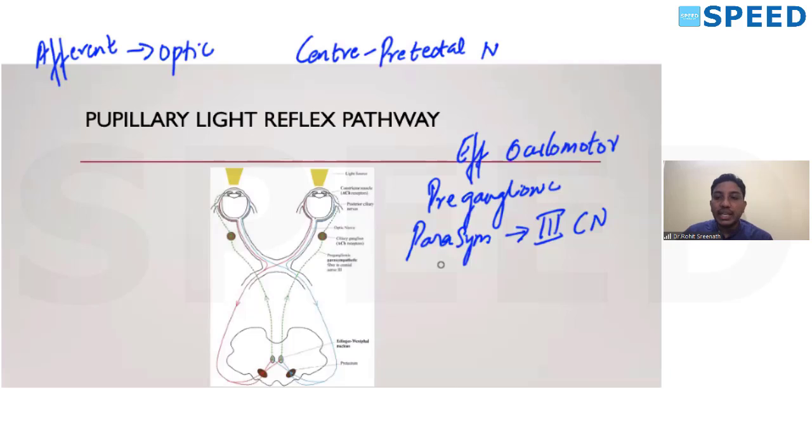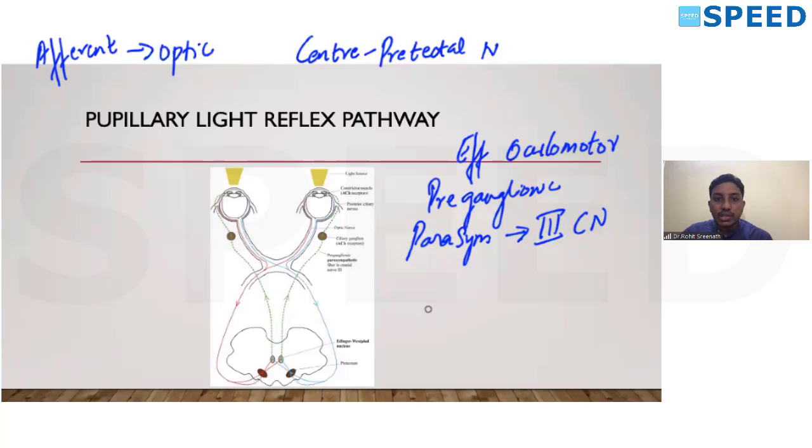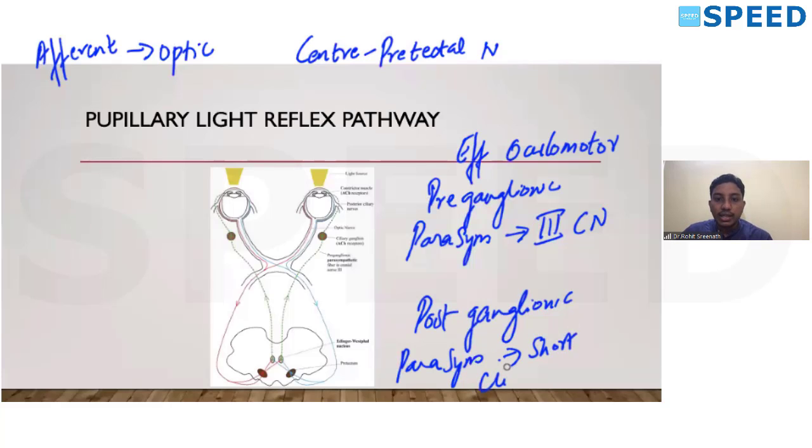The preganglionic parasympathetic nerve fibers from the Edinger-Westphal nucleus travel to the ciliary ganglion. From the ciliary ganglion, via the short ciliary nerves and the posterior ciliary nerves, which are the postganglionic parasympathetic nerve fibers, they supply the sphincter pupillae. This sphincter pupillae will cause the constriction of the pupil.